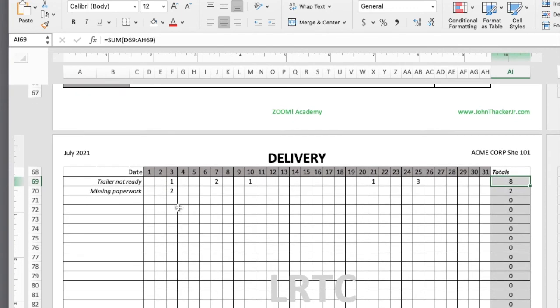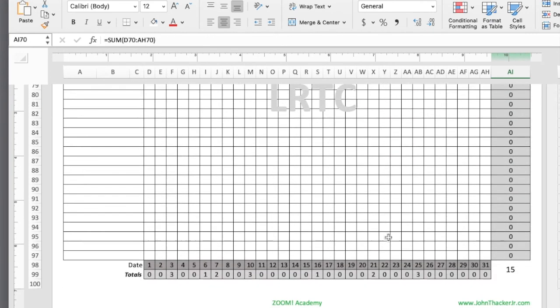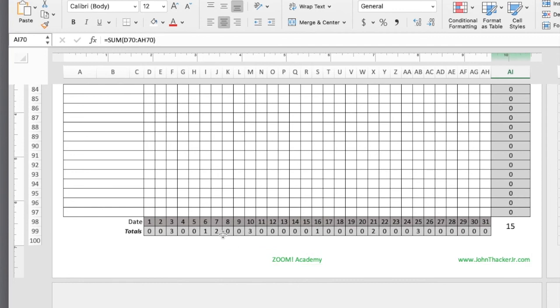As for your missing paperwork, perhaps you also missed paperwork on the 6th, missed it twice on the 10th, missed it once on the 16th, and once on the 21st. The chart tabulates that you've had 7 missing paperwork failure mode occurrences in the month. And down at the bottom, you can see your total failure mode occurrences by day of the month.